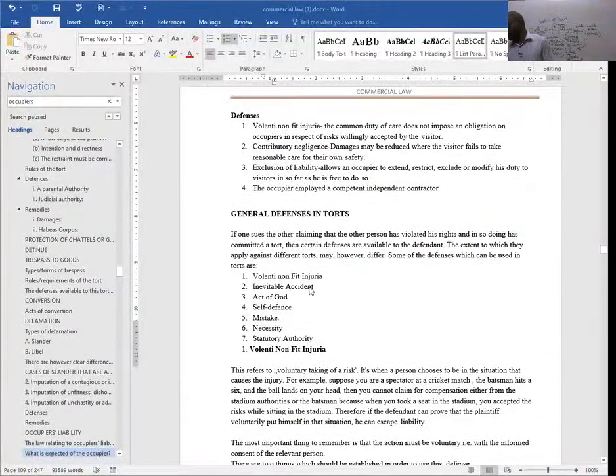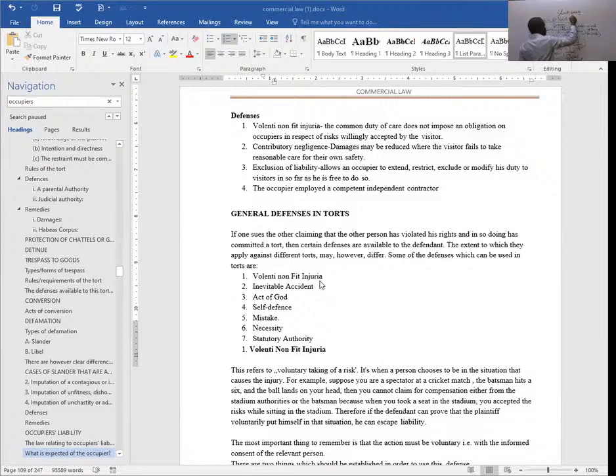So you can have volenti non fit injuria, where you voluntarily accepted the risk under any tort. Inevitable accident, something that couldn't have been avoided. Act of God can be a form of defense. Act of God, I think you can remember it under this particular tort we learned about, known as strict liability.